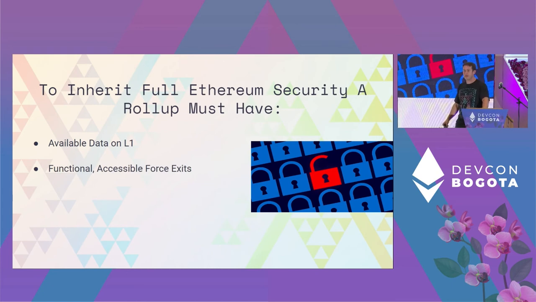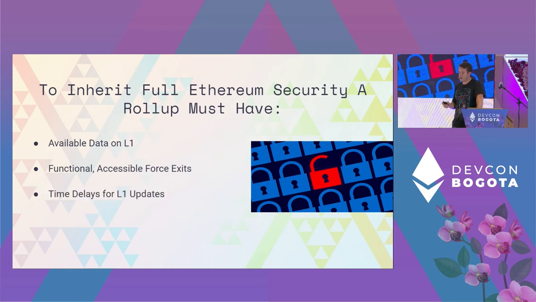Secondly, you need to have functional and accessible force exits. Those force exits have to be in code, and they have to be accessible for the average person. They need to be able to generate those proofs. They need to be able to take that data and directly send it to that L1 contract. For a lot of devs, it's not a big deal that the front ends are all centralized, but we need decentralized front ends to allow people to escape in the case of one of the sequencers going evil.